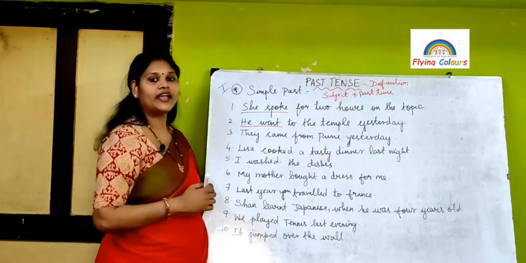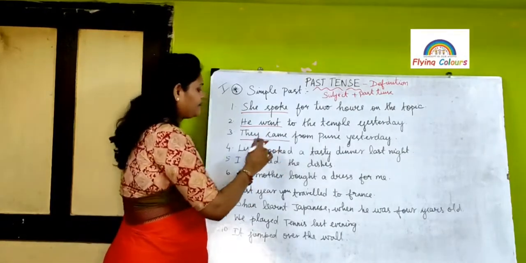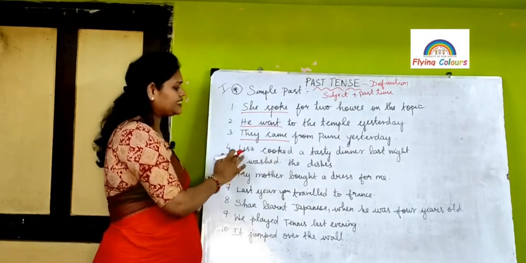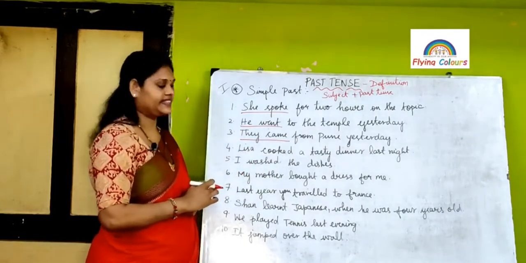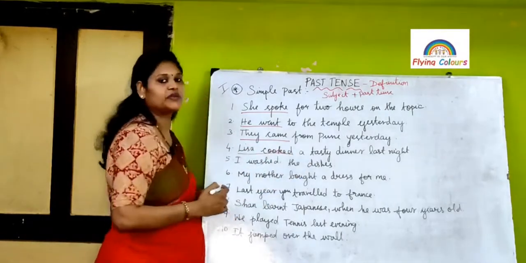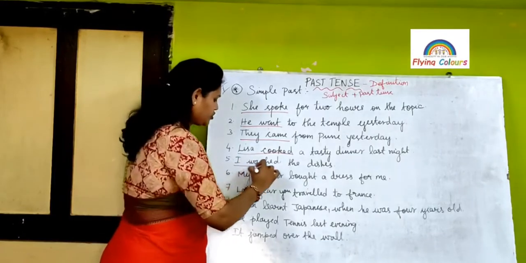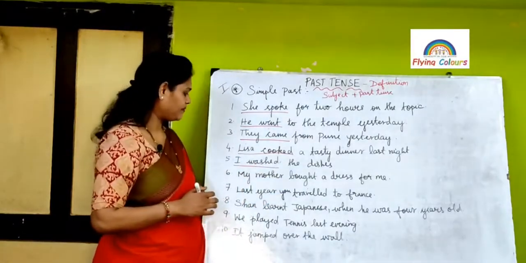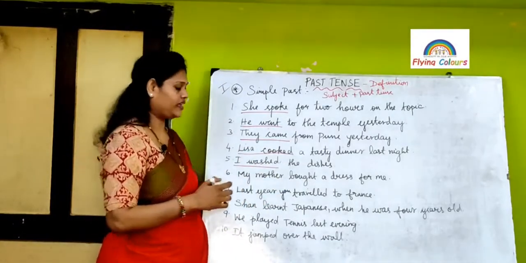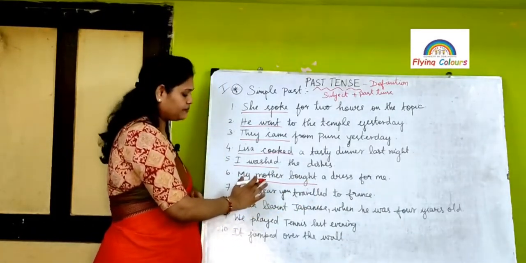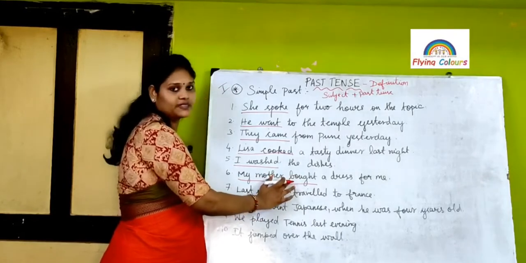They came from Pune yesterday. They came. Subject plus came is the past tense. Lisa cooked a tasty dinner last night. Lisa cooked. This is the simple past. I washed the dishes. I washed. This is the simple past tense. My mother bought a dress for me. So subject plus the past tense. The subject is mother, plus the past tense is bought.